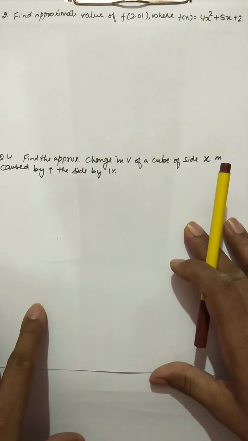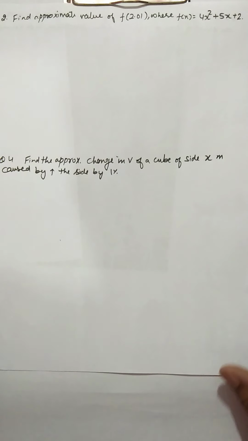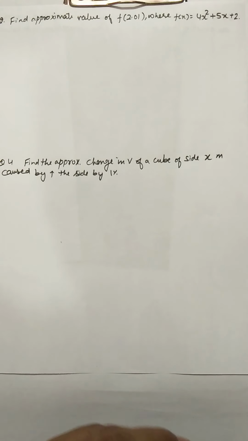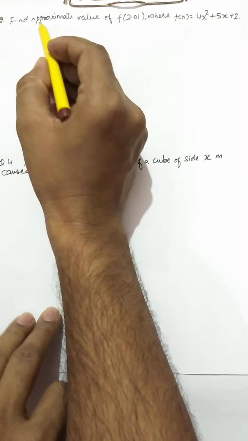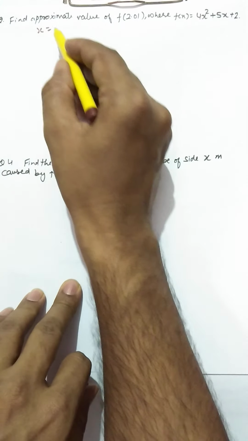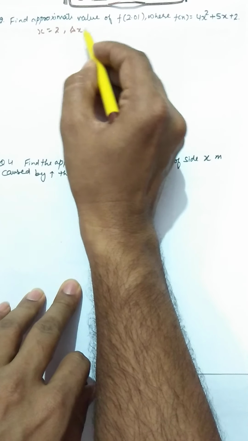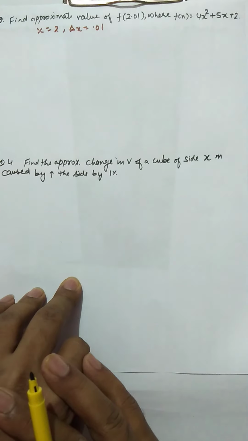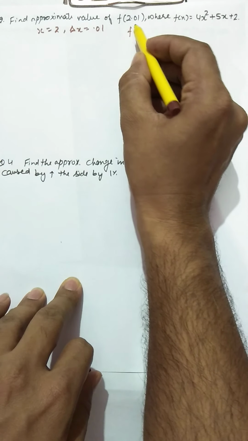Now we'll discuss question number 2. Find the approximate value of f(2.01), where f(x) = 4x² + 5x + 2 is given. So first we'll choose x as 2, because this is 2.01, and delta x you choose 0.01.